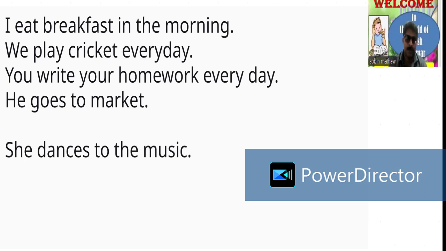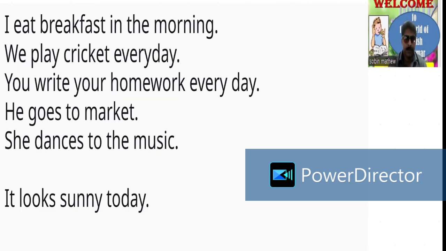See, we are just using the base form of the verb plus S after the subject it. The teacher writes the sentence, "It looks sunny today," on the whiteboard. All the students, please listen to the whiteboard. You can see a sentence using the subject it: "It looks sunny today."